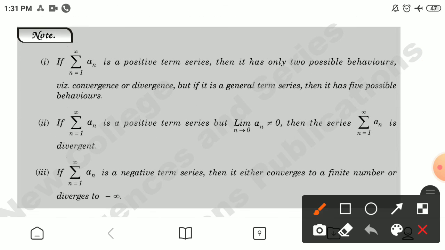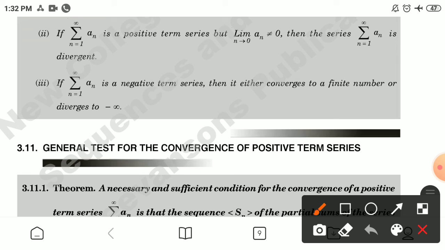Now making notes. If summation an is a positive term series, then it has only two possible behaviors, convergence or divergence. But if it is a general term series, then it has 5 possible behaviors. Second, if summation an is a positive term series, but the limiting value of an as n tends to infinity is not equal to 0, then the series summation an is divergent. If summation an is a negative term series, then it either converges to a finite number or diverges to minus infinity.